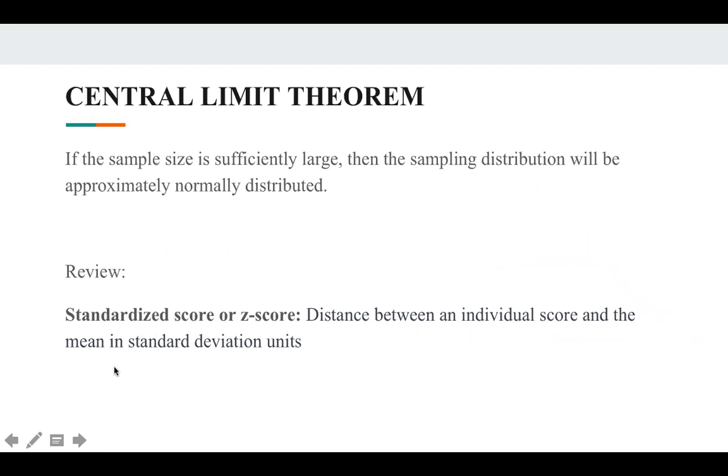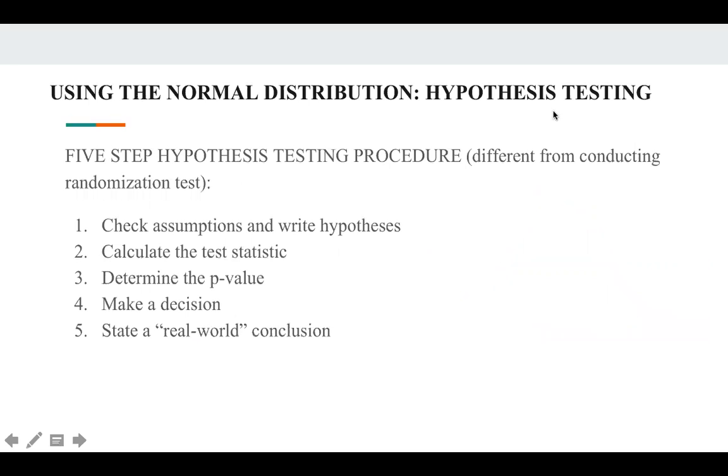And then a standardized score is also known as a z-score. This is just a review from previous lessons. It is just the distance between an individual score and the mean in standard deviation units. So using the normal distribution, you can use it in hypothesis testing and confidence intervals.